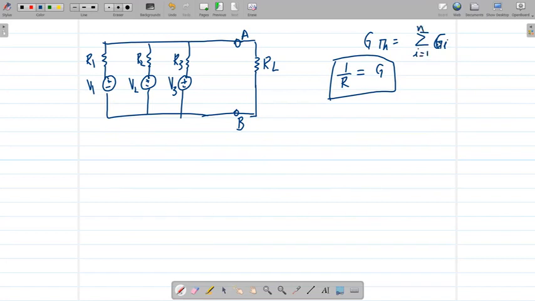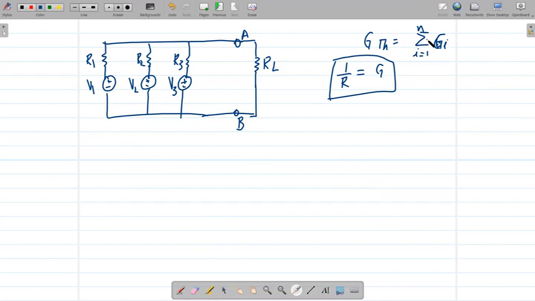If I have n branches, each of these is called a branch. I have n number of branches. Here I have n equal to 3. So if I have n branches, then the conductance Gi is 1 by Ri. That means 1 by R1 plus 1 by R2 plus 1 by R3, and so forth. If I add up all of those, that's the equivalent conductance G Thevenin.